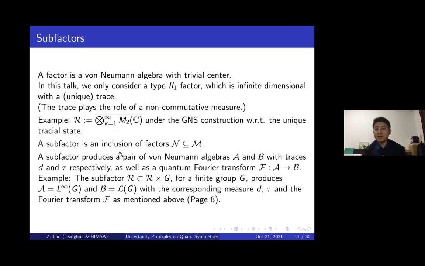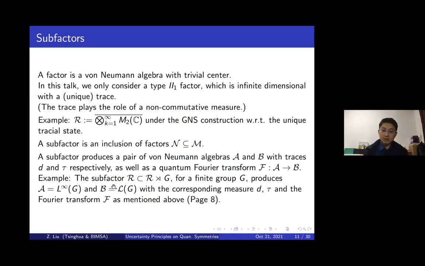Now, what is a subfactor? By definition, it's also simple. You have two factors and it's just an inclusion of factors. And the crucial part for this talk is that from this subfactor, as we mentioned, it produces a 2+1 topological quantum field theory. From that, there's an important piece: a pair of von Neumann algebras, A and B, the A algebra and the B algebra, with trace. The trace is induced from the unique trace of the factor, so that's a natural choice. And the important part is that it gives a Fourier duality, the quantum Fourier transform from the A algebra to the B algebra.